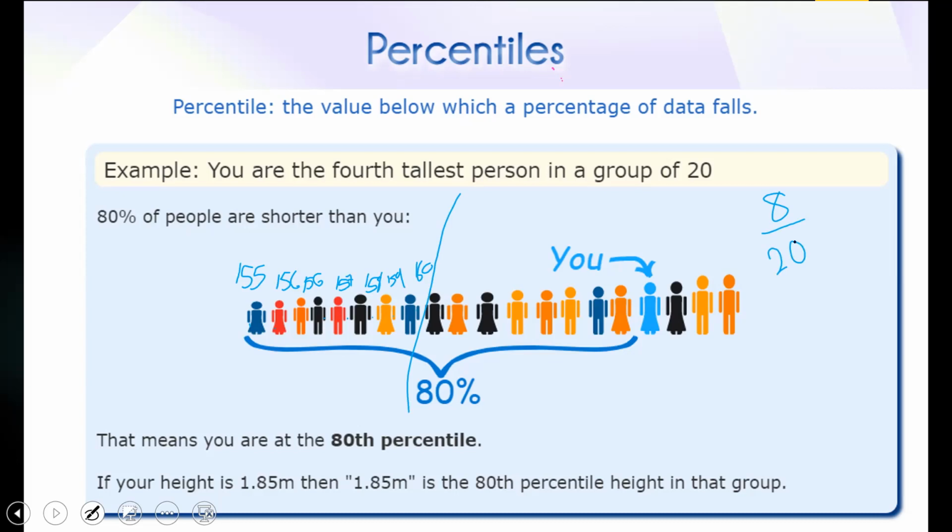Then I will write it as 8 over 20, which is 2 over 5, times 100, which is 40%. So I will say that 40% of the girls in the class are less than 160.